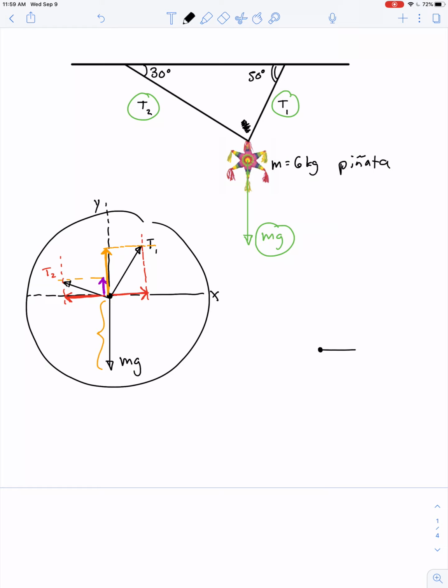So, 1, 2, 3, no, 4 and 5, huh? Let's label all these. mg, this is tension number 1 along the x-axis. This is tension number 2 along the x-axis. Draw an arrow to there. That's tension number 1 along the y-axis. And then stacked on top of it is tension number 2 along the y-axis.